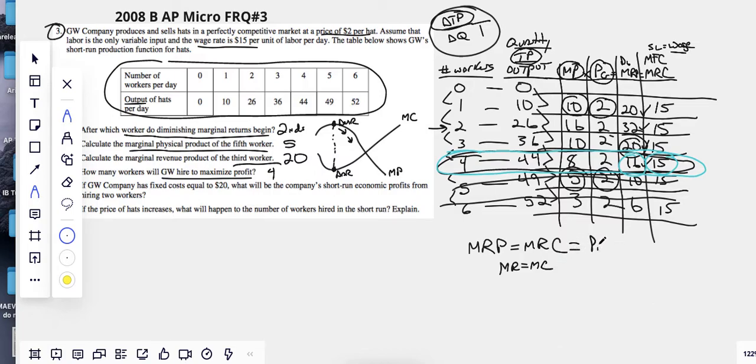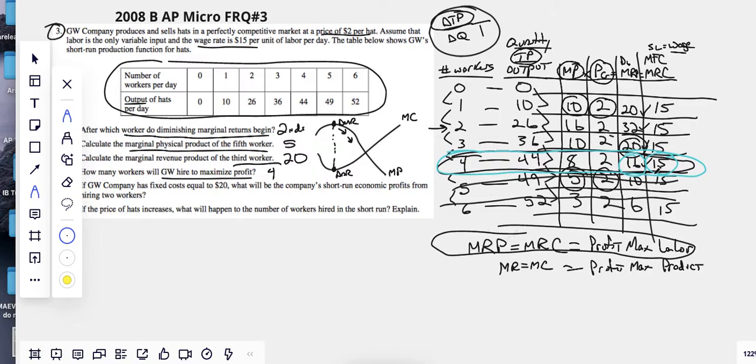This is our profit maximizing point for labor. This is our profit maximizing point for the product that we sell. So right now, all we're really focused in on is this. Notice they're not equal, though. Marginal revenue product is greater than marginal revenue cost, but we know that we would hire up to the fourth worker, as the marginal revenue product is greater than the marginal revenue cost.